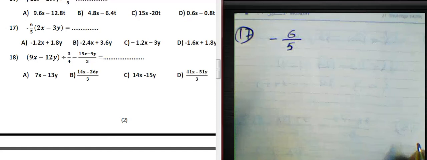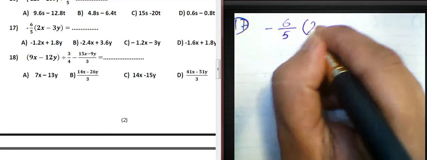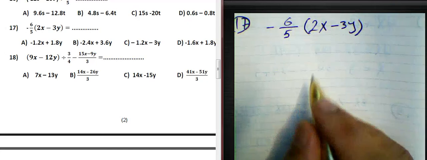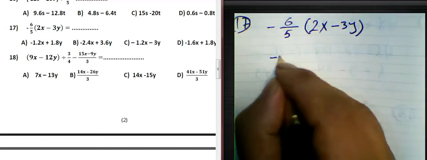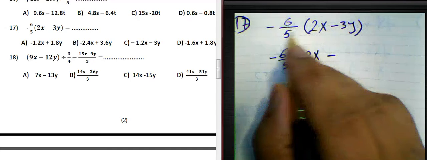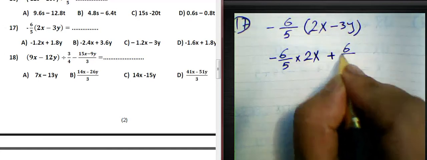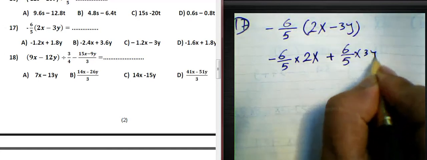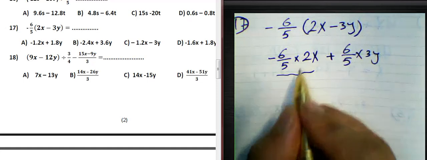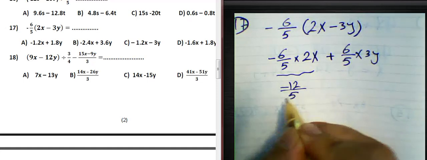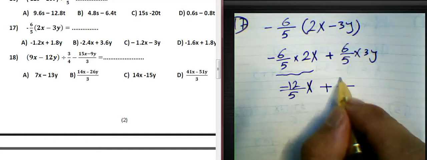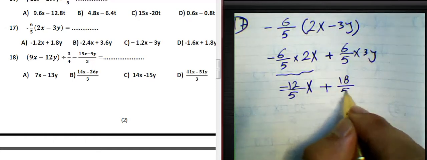Negative 6 over 5 multiply by 2x, subtract 3y. We can use distribution: negative 6 over 5 multiply 2x, and negative times negative equals positive 6 over 5 multiply 3y. Negative 6 times 2 equals negative 12 over 5x, plus 3 times 6 equals 18, so the result will be 18 over 5y.